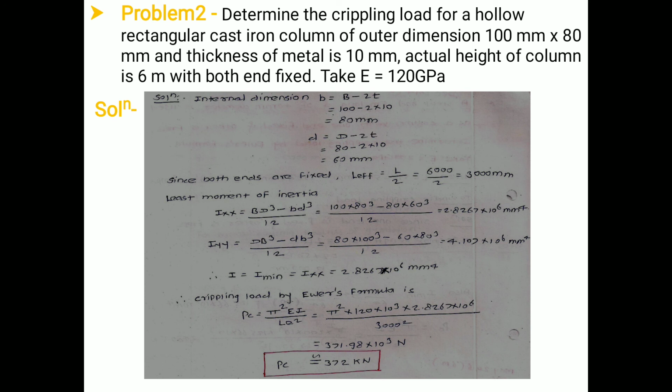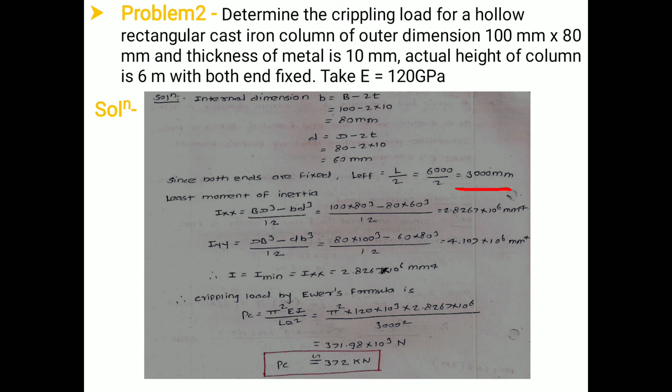Now we will find out the internal depth also. It is equal to capital D minus twice t, that is external depth minus twice t. So we will have the internal depth 60 mm. So in this manner we have the internal dimension 80 mm by 60 mm. Okay, now the end condition is both ends fixed. So as both ends are fixed, the effective length can be given by L upon 2, that is half of the length. Therefore we will have the effective length 3000 mm, because 6000 divided by 2 becomes 3000 mm.